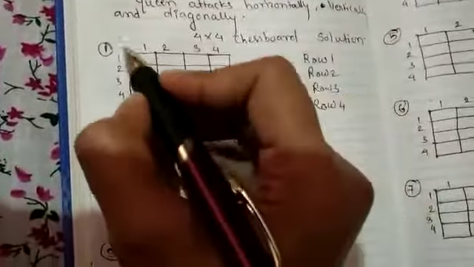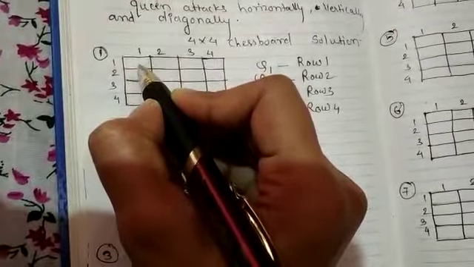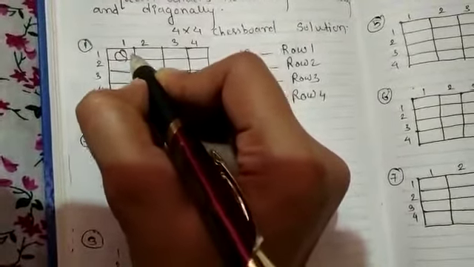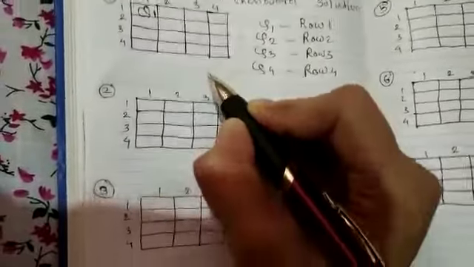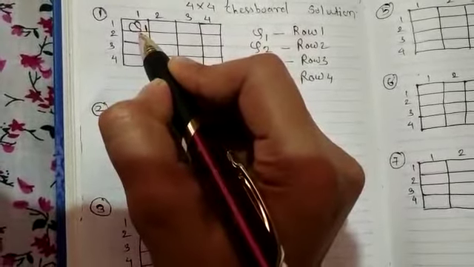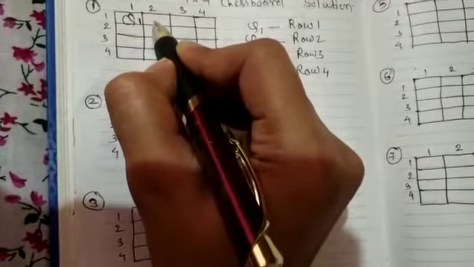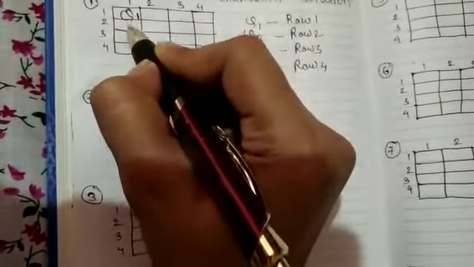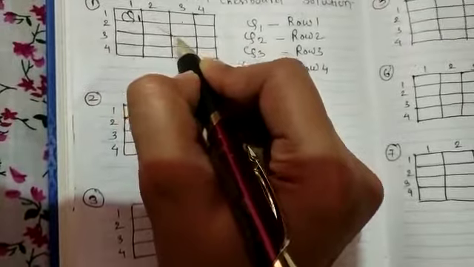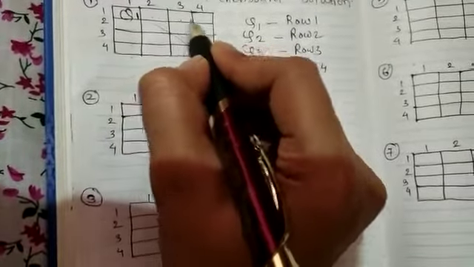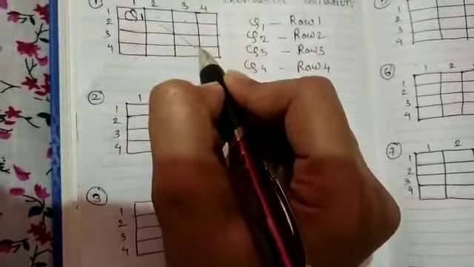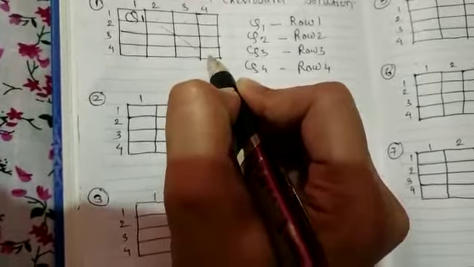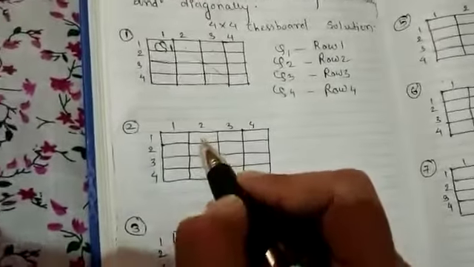Initially, here we will put our first queen, that is Q1. Once we place our first queen, we cannot place any other queen in this particular row, as well as this column, as well as this diagonal. So these are the cells which are blocked, where you cannot place another queen. If you place another queen there, then that queen will be under attack. So now let us try to place another queen.